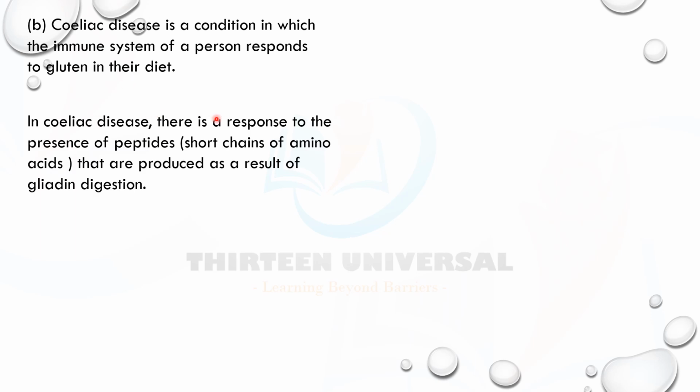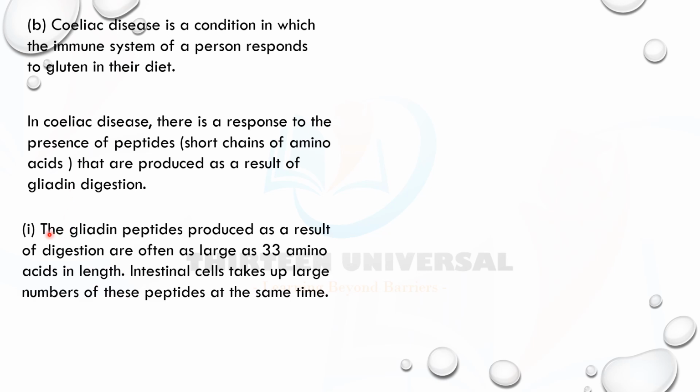In celiac disease, there is a response to the presence of peptides. Peptides are short chains of amino acids that are produced as a result of gliadin digestion. So the first thing, remember, is to understand the background information. The context is very important. You apply your content to match your context. Your context is the background in the question. There's what is called context-content matching, but you have to understand the content.